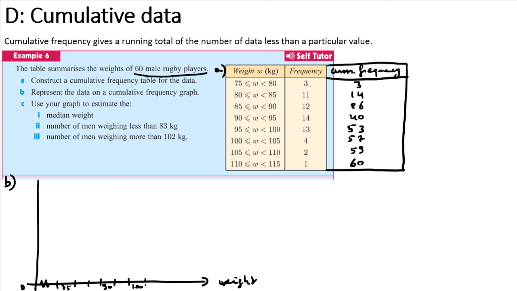100, 105, 110, 115, and here 120. But like we can see, we have only until 115, so we actually don't need this one. And then we have in total 60 male rugby players. So for the cumulative frequency, let's say we have here 10, 20, 30, 40, 50, 60.